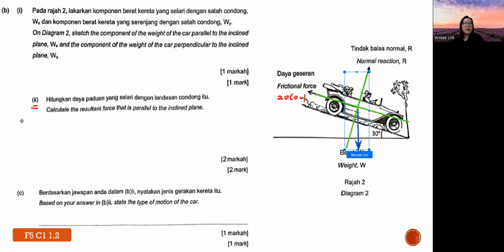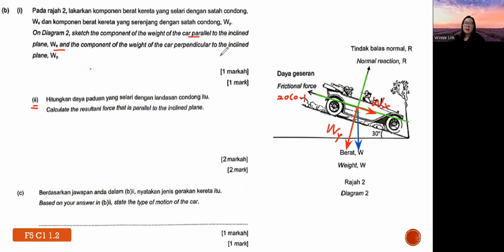So we are resolving the weight. Now I'm using red color. We are resolving the blue force, the weight, into the one that is parallel to the inclined plane and the one perpendicular to the plane. These are the two that they want us to draw. Parallel is Wx, and this one is Wy.